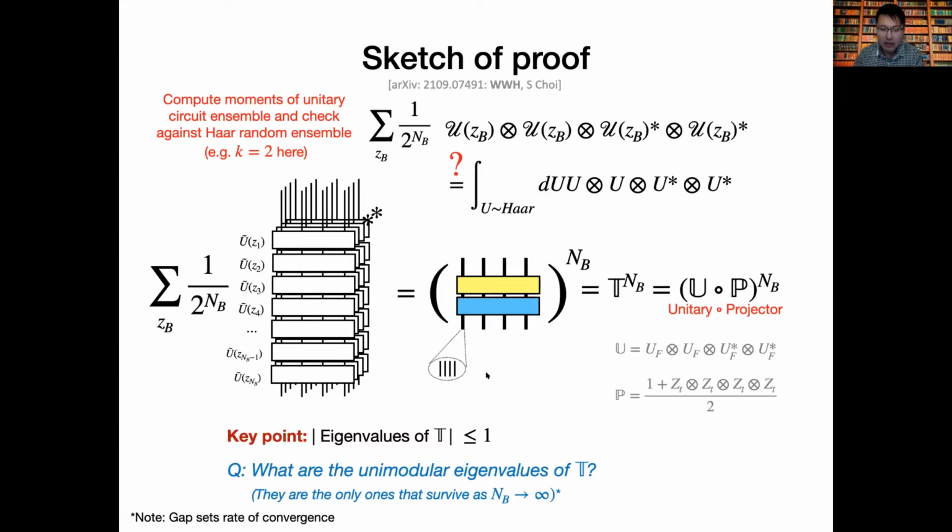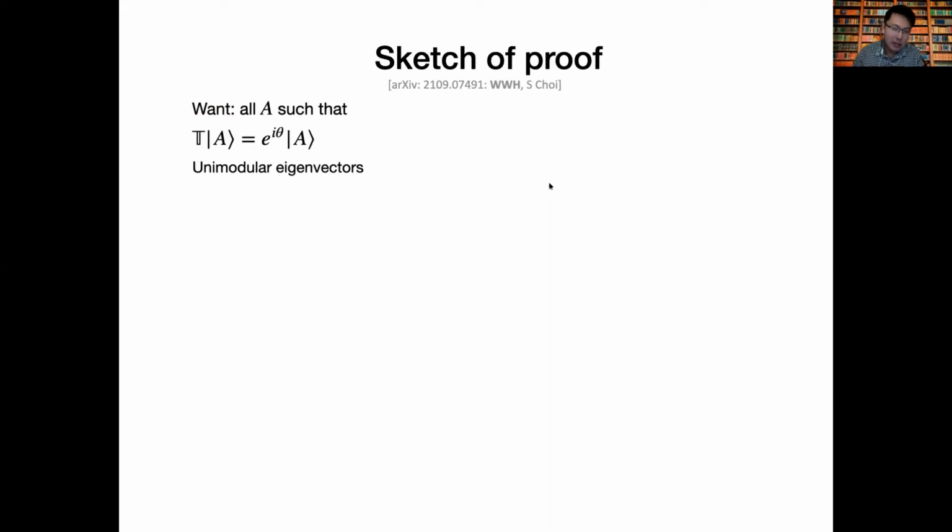So we only have to understand which ones survive in the thermodynamic limit once we raise this to a high power, because the ones with eigenvalue 1 are the ones that survive. This is a bit technical, but let me just quickly run you through. So we're interested in eigenvectors A that satisfy this condition of being unimodular. So this is absolute value 1.